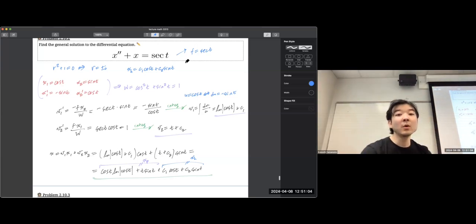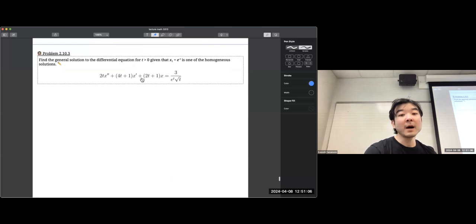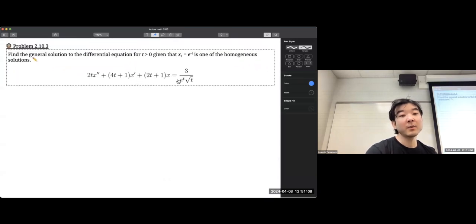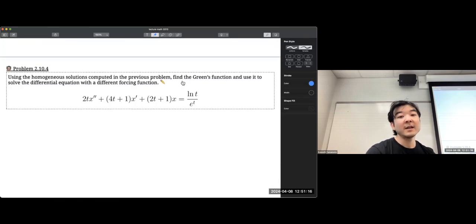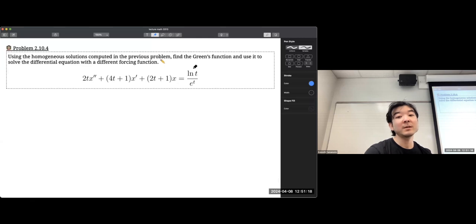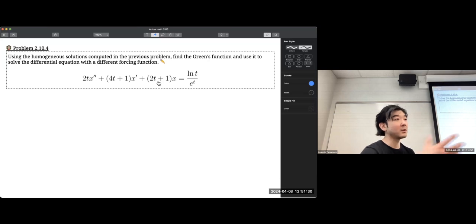You have to use variation of parameters. So we'll do a final example that is a little more involved, using a combination of reduction of order and variation of parameters. Then I'm going to take the same equation and change the forcing function to something a little bit more exotic. It has an ln over e to the t. But this one, I'm going to ask you to find the Green's function and use it to solve this differential equation with a different forcing function, which is this right here.